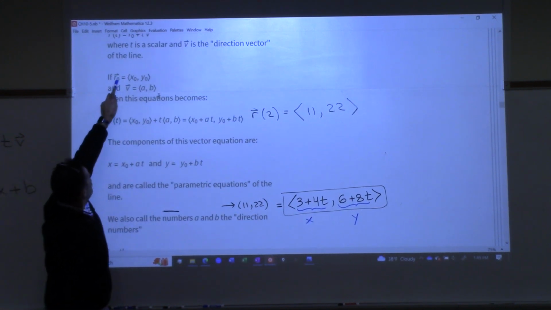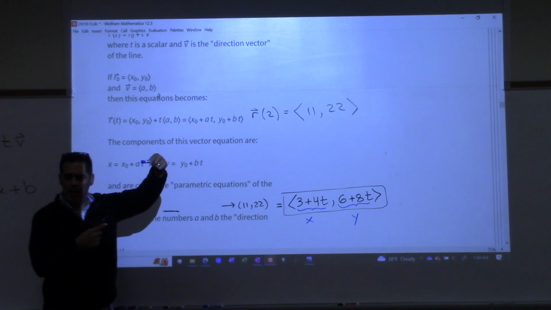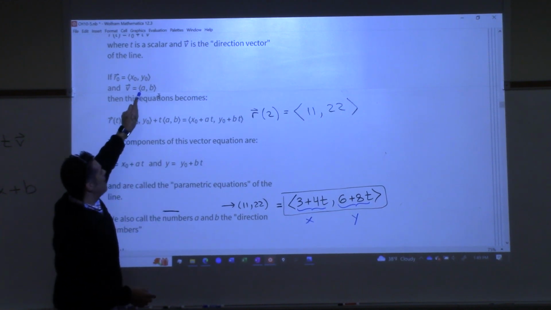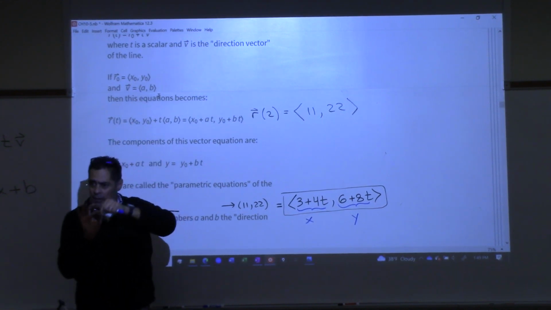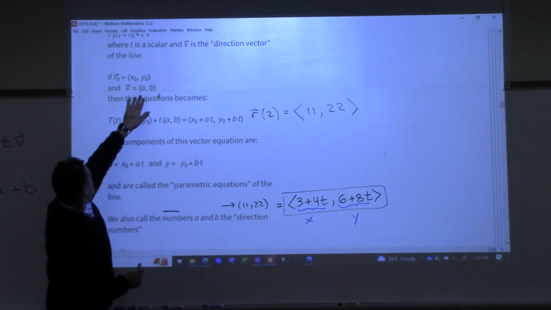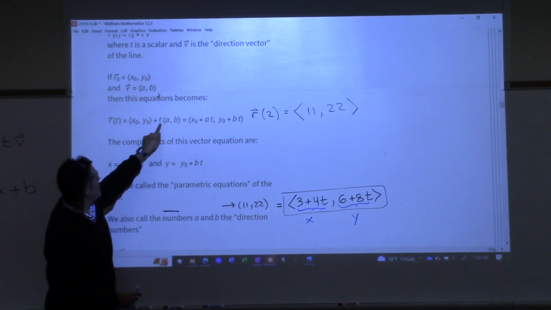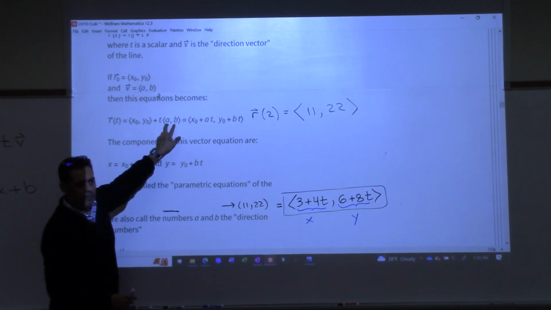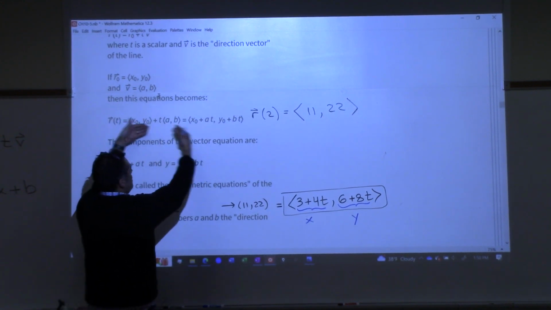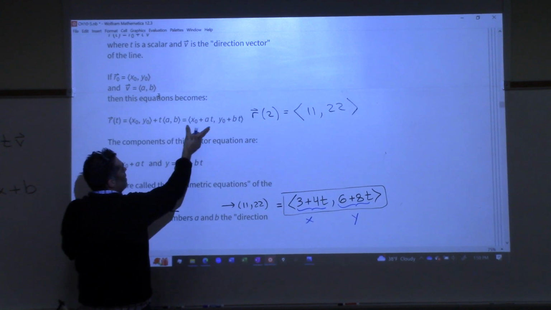Let's say that you have the R naught, right? Remember how we generated the R naught? Okay, and then we calculate the V, which is going to be the vector going from one point to the other. Then you have this formula, R of t equals that R naught plus t times the V. Then you put them together, right? You distribute the t through and then put them together.